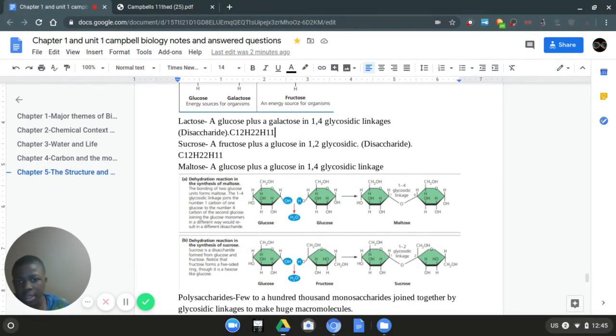Now, lactose is basically a glucose plus a galactose. I think this is pretty easy to memorize, and then you just need to know that they're in 1 to 4 glycosidic linkages. So basically, 1 carbon to the 4th carbon, and that's the chemical structure C12H22O11. Now, sucrose is just fructose plus glucose, but in a 1 to 2 glycosidic linkage. And so these are just disaccharides because they're two monosaccharides joined by glycosidic linkages.